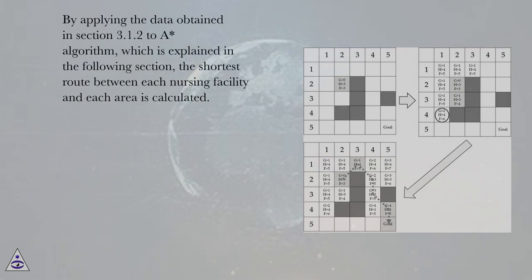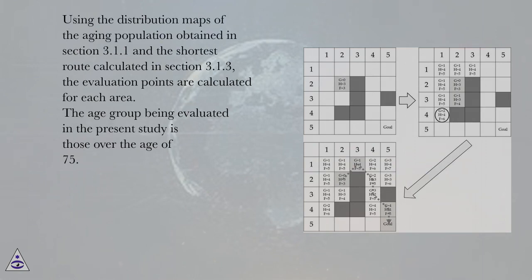By applying the data obtained in section 3.1.2 to an algorithm, which is explained in the following section, the shortest route between each nursing facility and each area is calculated. Using the distribution maps of the aging population obtained in section 3.1.1 and the shortest route calculated in section 3.1.3, the evaluation points are calculated for each area.